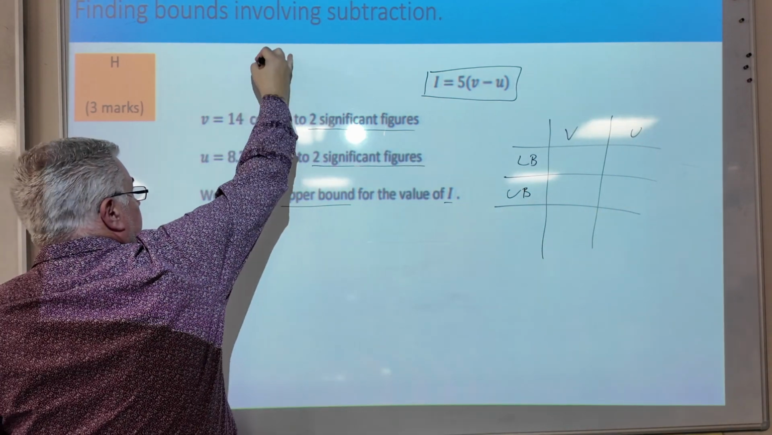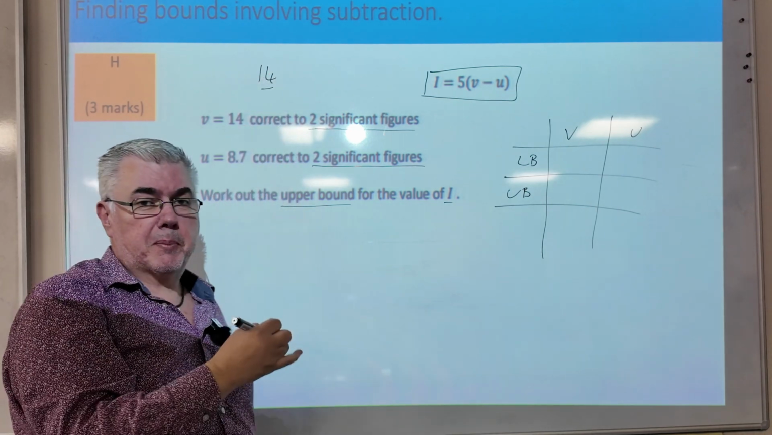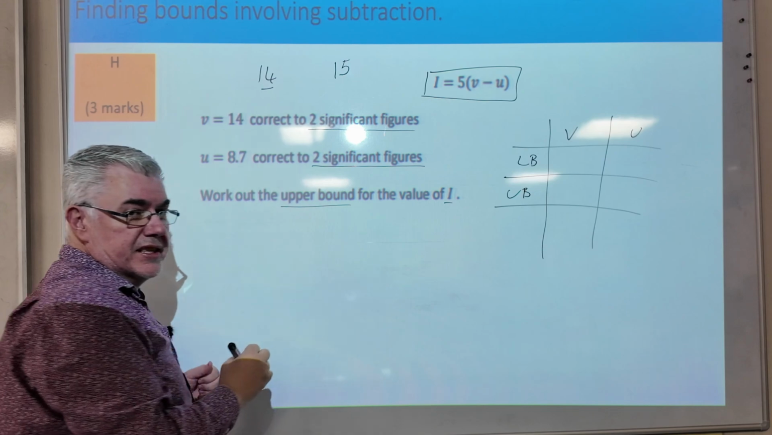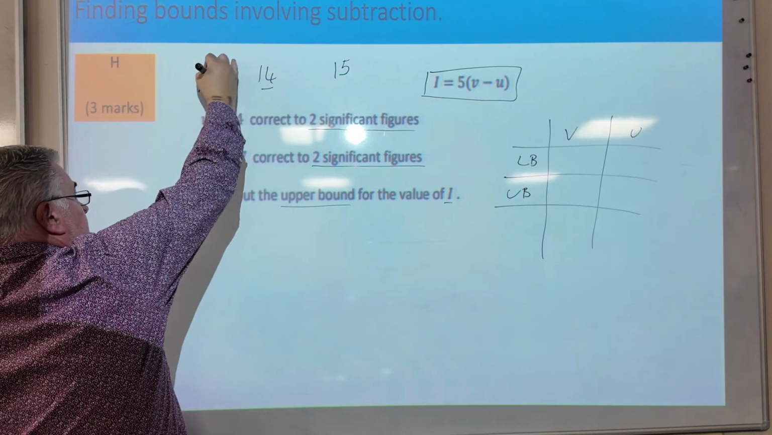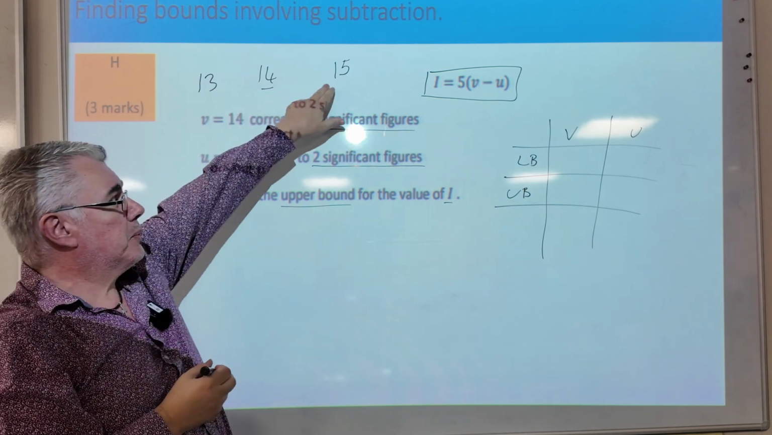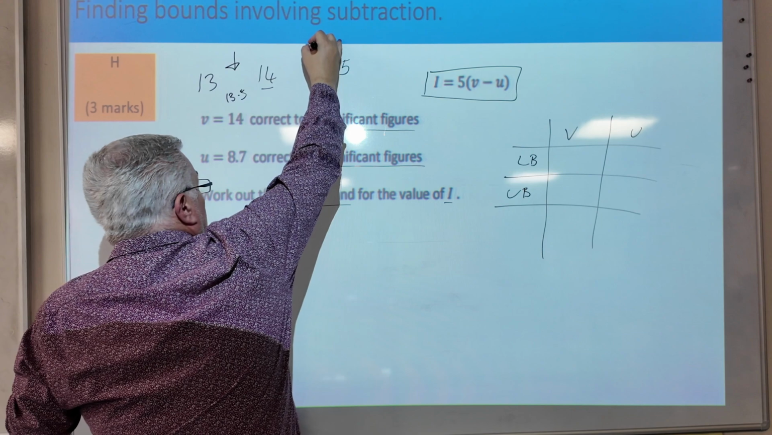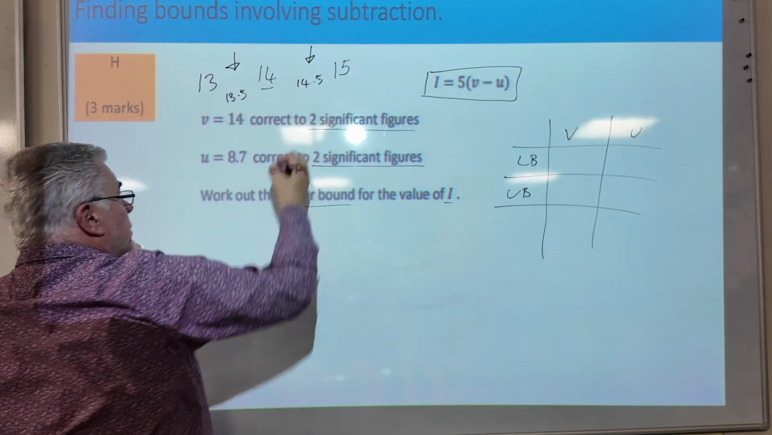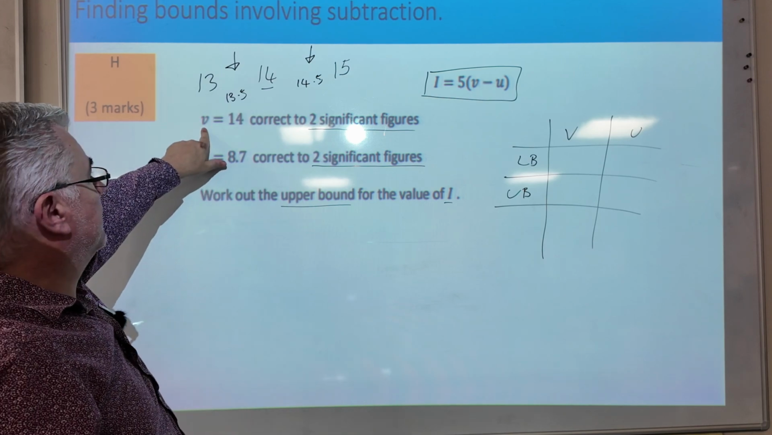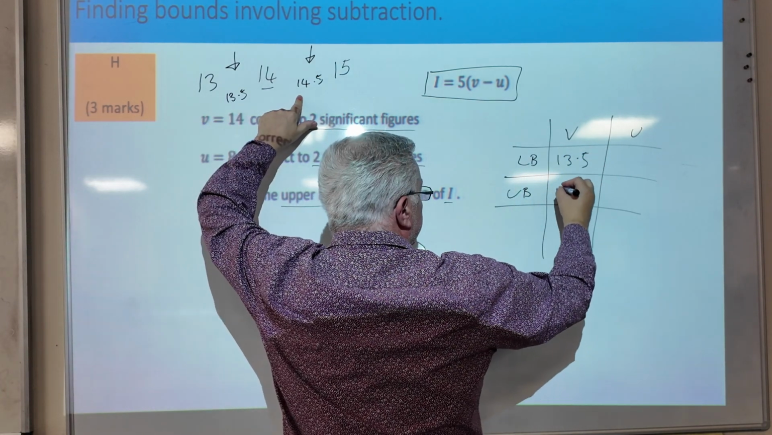Okay, V is 14, correct to two significant figures. That means this number has possibly been rounded. That 4 has been rounded. I'm going to round it up with a second significant figure. I'm going to round it down with a second significant figure. Basically, I've changed the second figure down one. I'll put it up one. My lower bound lies in the middle of there. My upper bound lies in the middle of there. So I've got my lower bound and my upper bound for 14, which is the V. My lower bound is 13.5. My upper bound is 14.5.